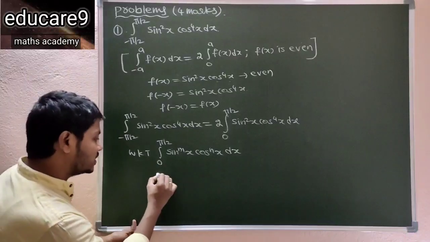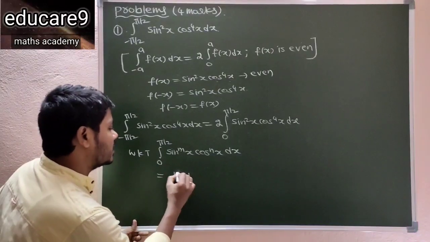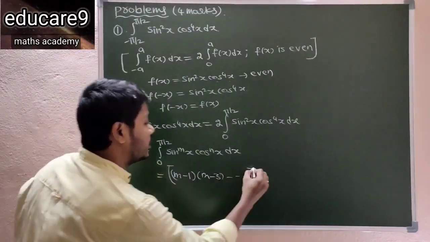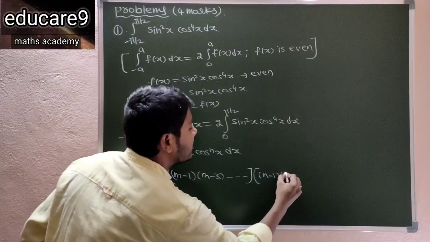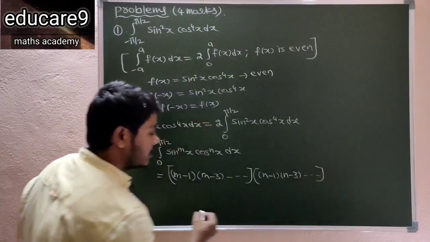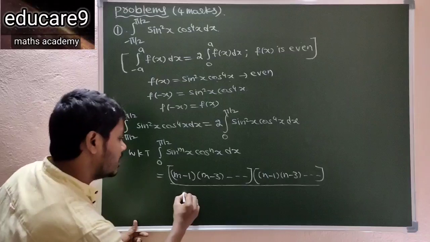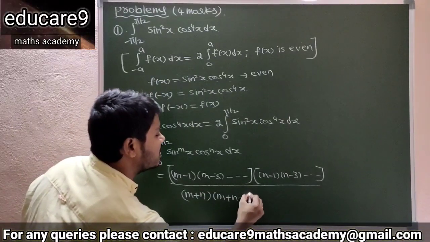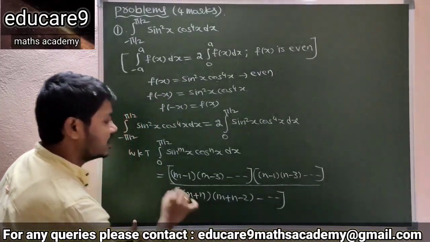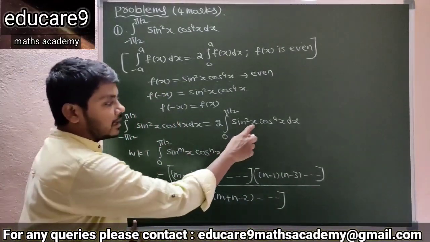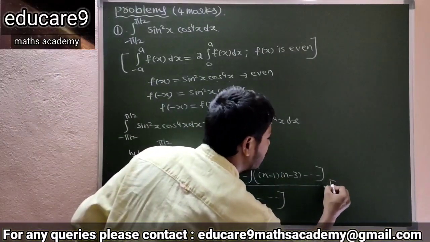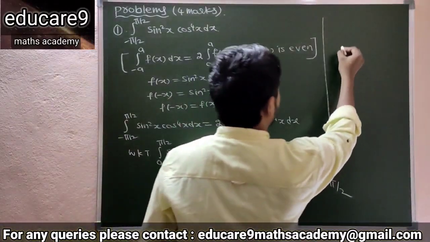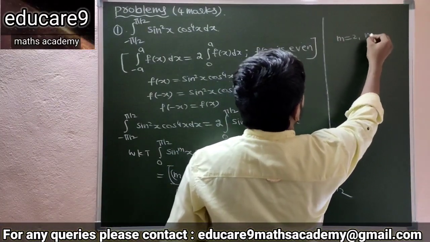So what is this formula? This is m minus 1, m minus 3 and so on, into n minus 1, n minus 3 and so on, divided by m plus n into m plus n minus 2 and so on. Clearly both m and n are even, so write into pi by 2. Therefore here m is equal to 2, n is equal to 4.